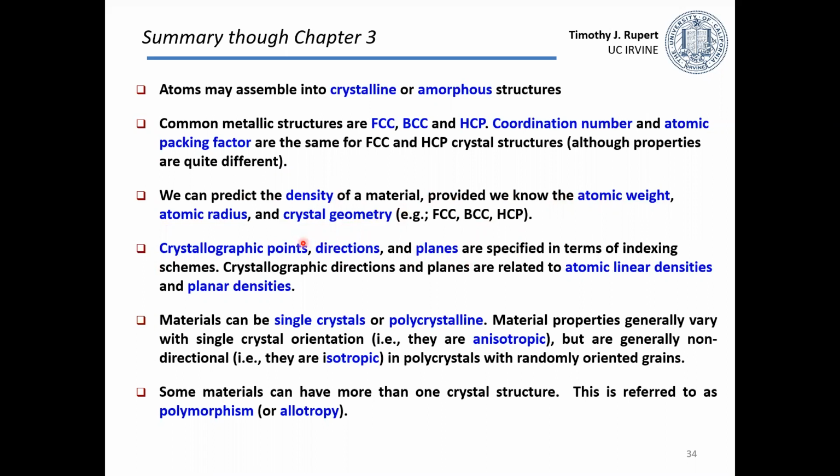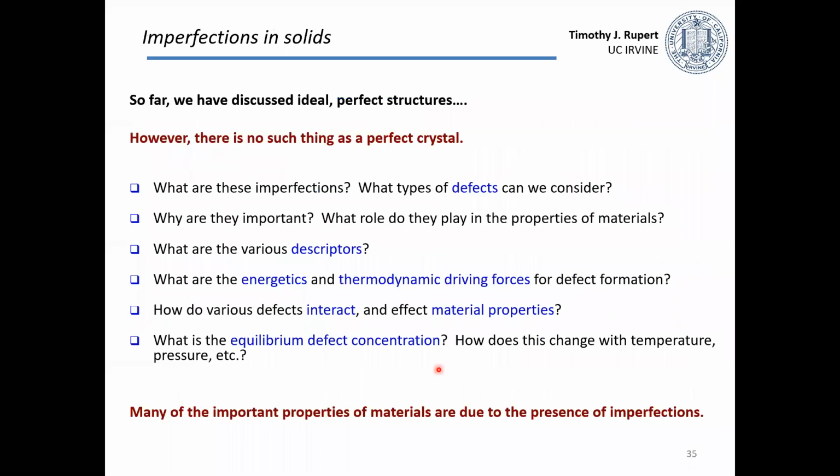These different crystallographic locations, directions, and planes are important, and we can define linear and planar densities for each of those. This idea we just mentioned, that materials could be single crystals where we have one crystal orientation throughout the whole sample, or have many of those crystal orientations, will come up a lot when we talk about anisotropy in properties in different directions. And finally, we talked about polymorphism and allotropy, where we can have different crystal structures for the same material. So for the last few slides today, I want to talk about where we start to deviate from these perfect crystal structures.